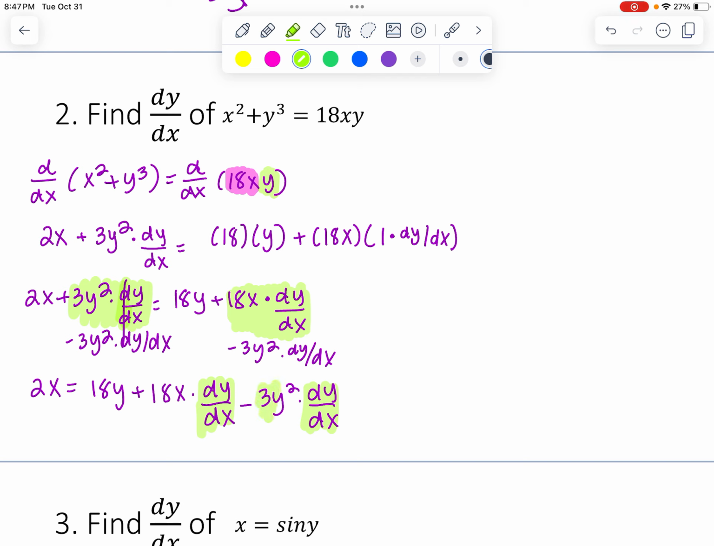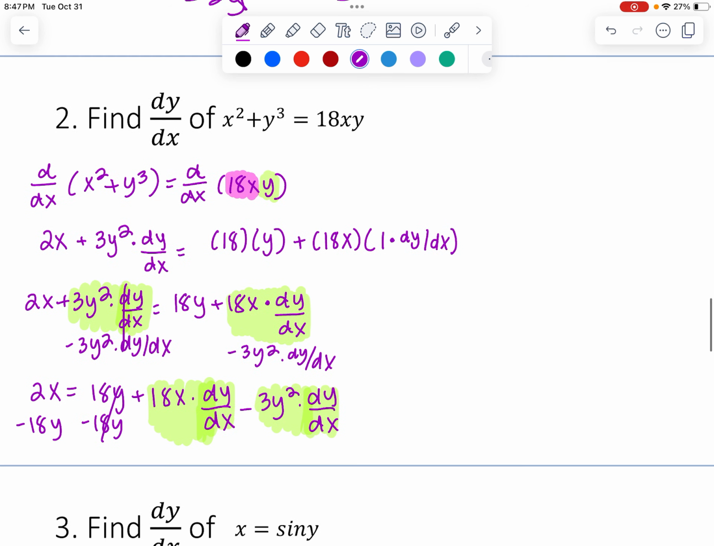And then this is one big term, so you can't disconnect them yet until you use division. Then I'm going to move 18y over so that the dy/dx's can be on a side by themselves. And so now I'm going to have 2x minus 18y equaling 18x dy/dx minus 3y squared dy/dx. So now the terms that have dy/dx are isolated on the right side. There's nothing else with them.